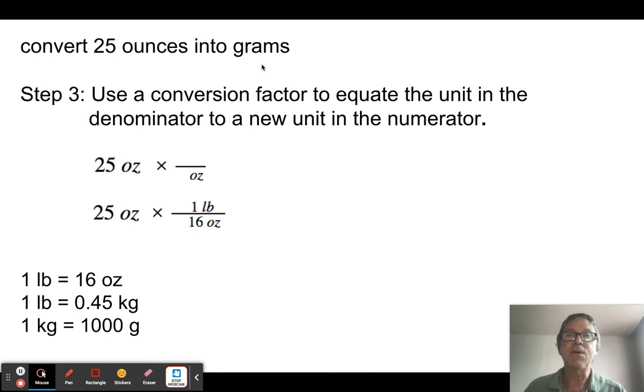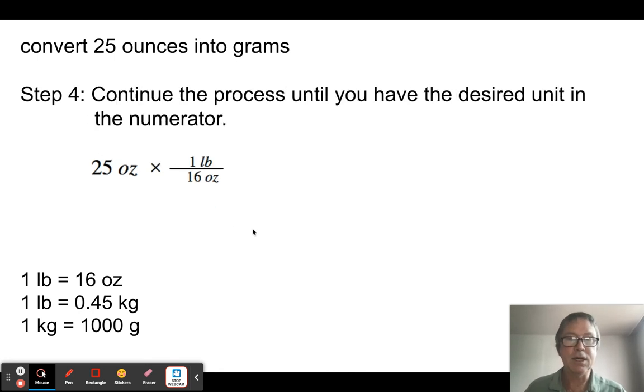So in this case, I want to get to grams. I don't want pounds. So where do I have to put pounds? I have to put it in the denominator. All right. Okay, so pounds has to go in the denominator. Now look, I've canceled out ounces. I've canceled out pounds. I've got kilograms. I don't want kilograms. So kilograms has to go into the denominator. And I can put grams above.